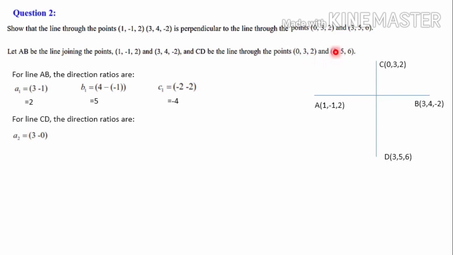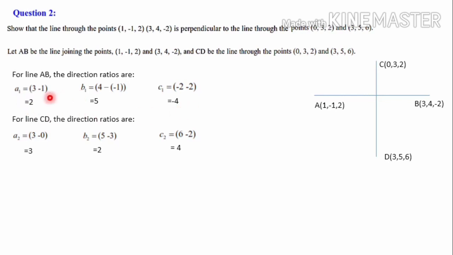A2 is 3 minus 0, x2 minus x1, 3 minus 0 is 3. Next one B2, 5 minus 3, 5 minus 3 is 2. Next one C2, that is 6 minus 2, 6 minus 2 is 4. So A1, B1, C1, that is the direction ratios of the first line.